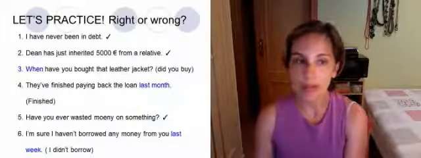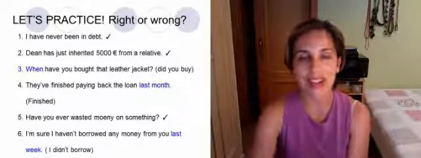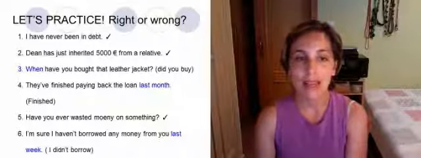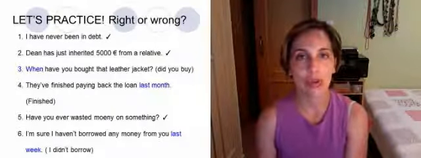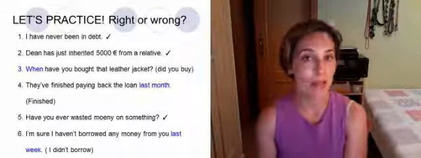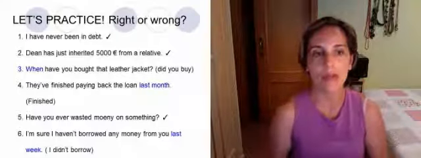Number five is correct. We say, have you ever wasted money on something? Sorry that the spelling of money, as you can see, it's incorrect. But it's correct because it's a question with ever. Okay, it's a general question in the past, and you have ever. So remember that we always use the present perfect in a question.